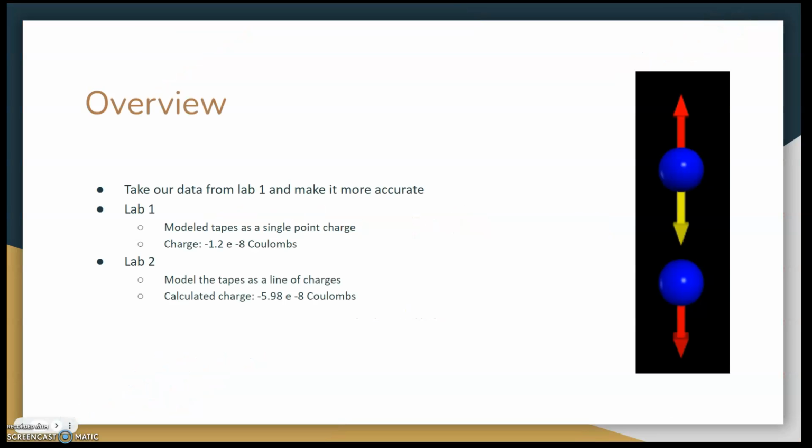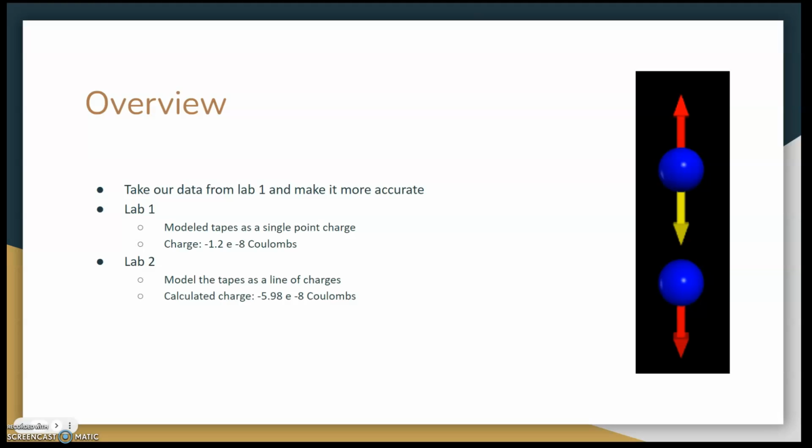So the overview of this is to take our data from Lab 1 and basically make it more realistic. In Lab 1, we took two negatively charged pieces of tape, held them up to each other, and measured the distance that they were repelled. And then for the online portion, we modeled the tapes as a single point charge, which we calculated to be negative 1.2 times 10 to the negative 8th coulombs.